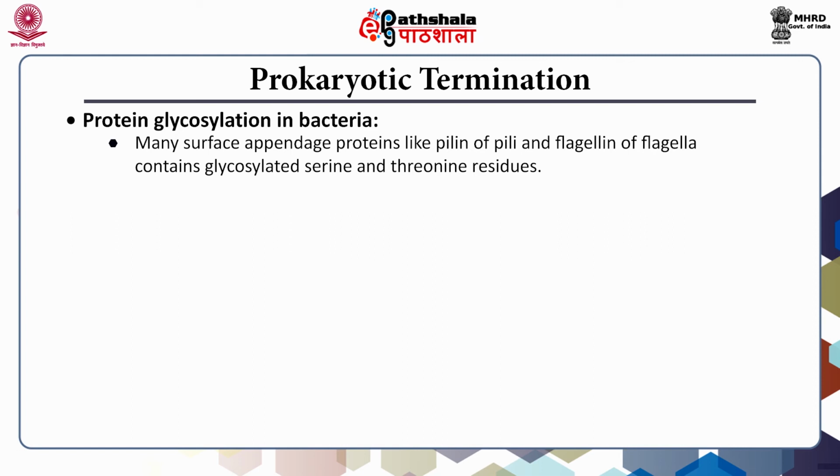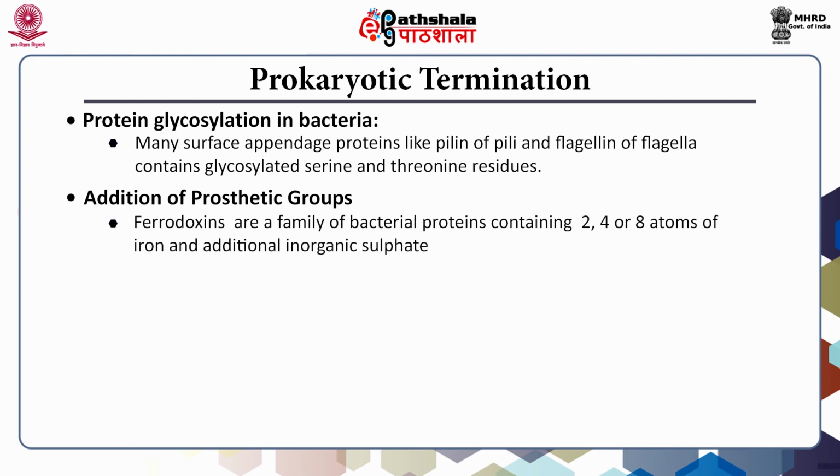Next modification includes addition of prosthetic groups. Prosthetic groups are non-protein parts of some proteins that are required for their activity. Prosthetic group may be organic or inorganic in nature but is never made up of amino acids. They are tightly bound to the protein component through covalent bonds. For example, ferredoxins are a family of bacterial proteins containing 2, 4 or 8 atoms of iron and additional inorganic sulfate.